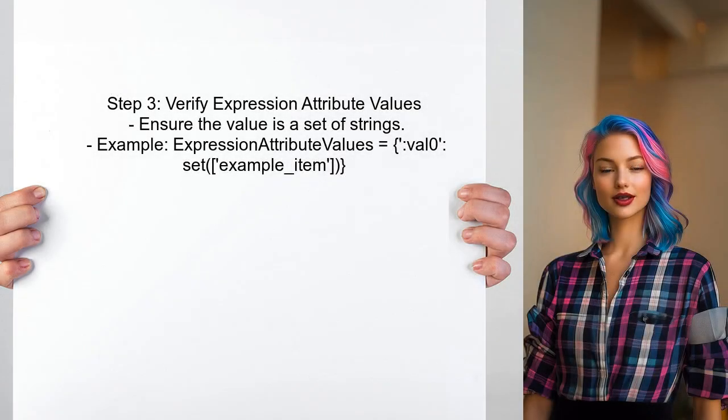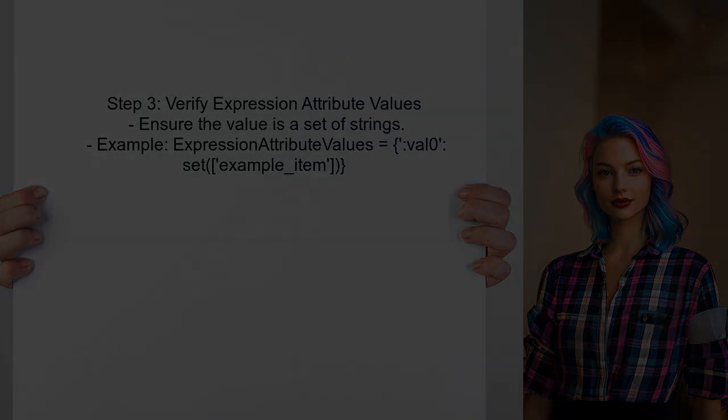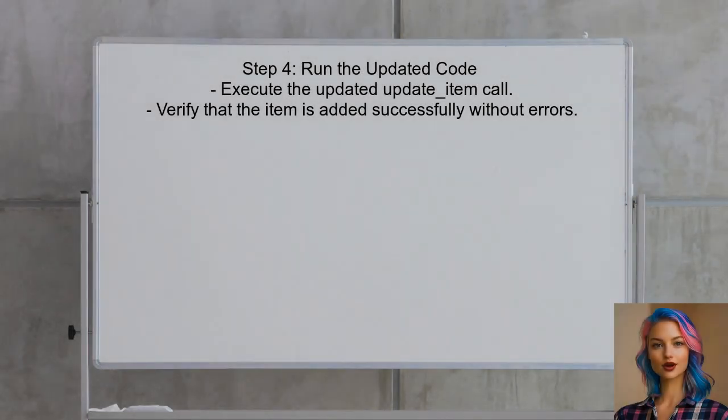Now the user should ensure that the expression attribute values are correctly defined. The value for a string set should be a set of strings, which is already done correctly in the user's code. Finally, the user can run the updated code to add the item to the string set in DynamoDB. This should resolve the validation error they encountered.